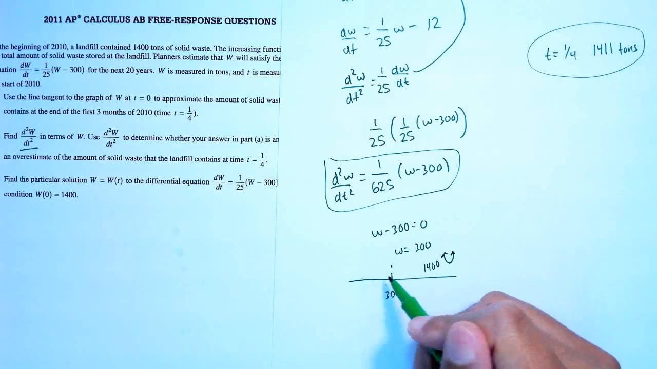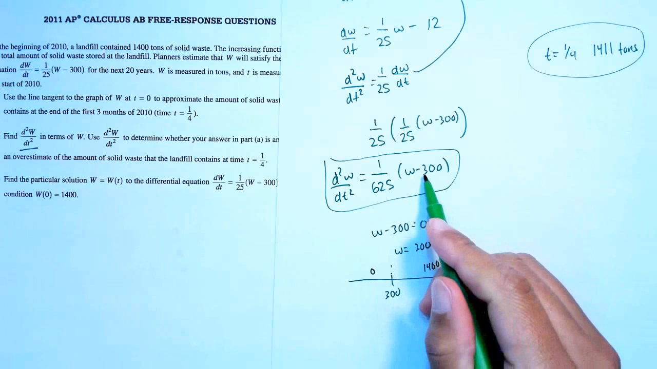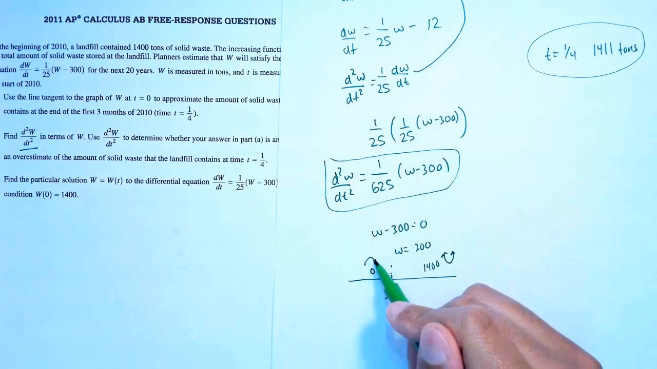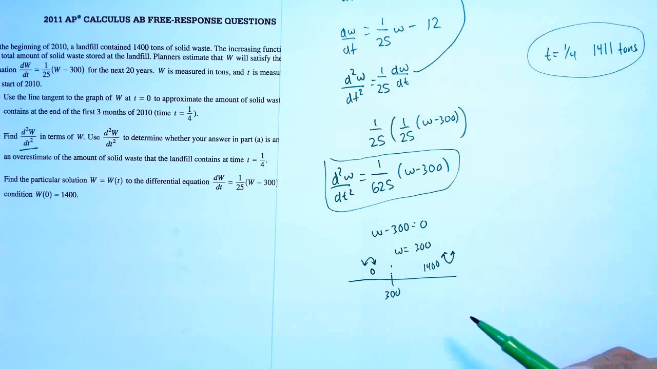It's going to be concave down for anything less than 300, because let's say I were to plug in 0. 0 minus 300 is negative. Negative times a positive is negative, which means concave down. I don't even care about this because everything starts from 1400, because that's how many tons I have in the beginning. So this is concave up.